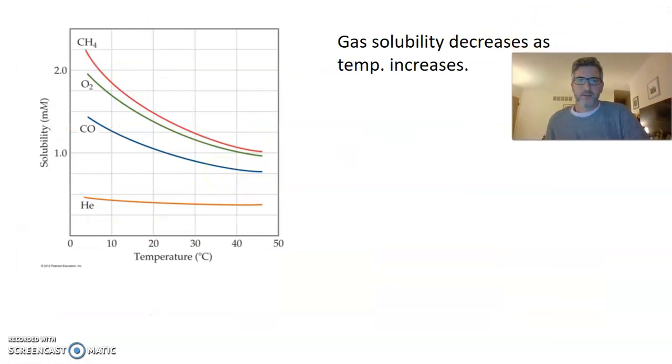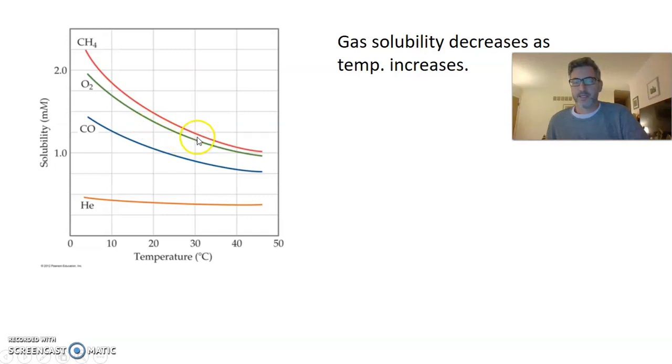Now gases, though, do the opposite. So gas solubility decreases as temperature increases. You can see, for example, if you go up a little bit in temperature from, let's say, 20 Celsius to 30 Celsius, the amount of oxygen that can be dissolved, and this is being measured in millimoles, so a little different measurement, but it's the same idea. The amount of oxygen that can be dissolved at 20 has gone down pretty substantially when we get to 30 degrees Celsius.